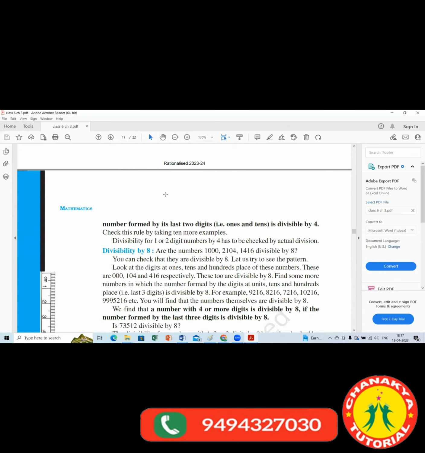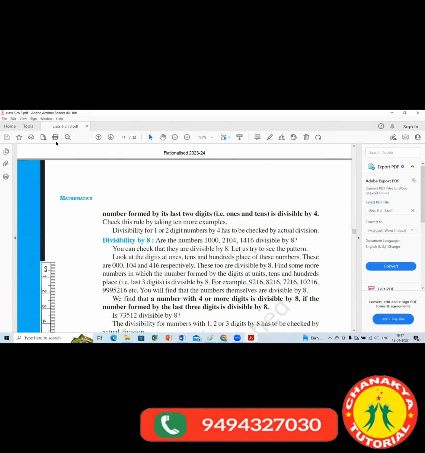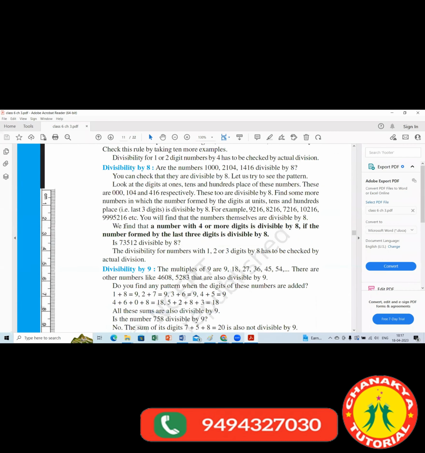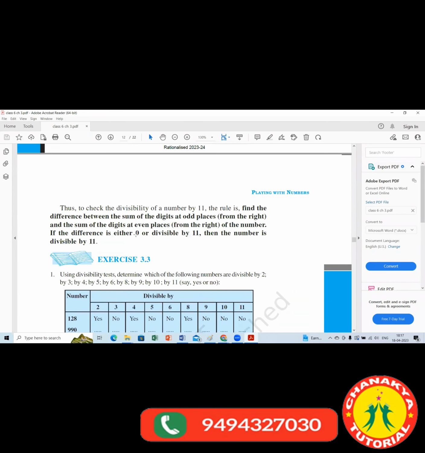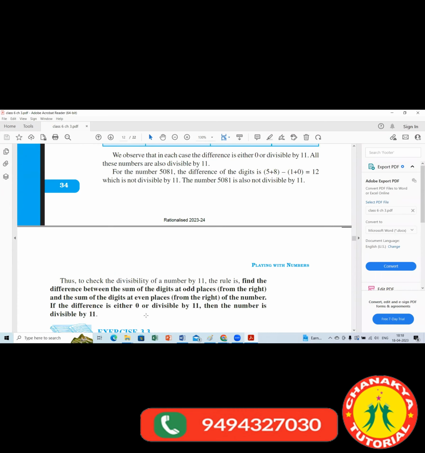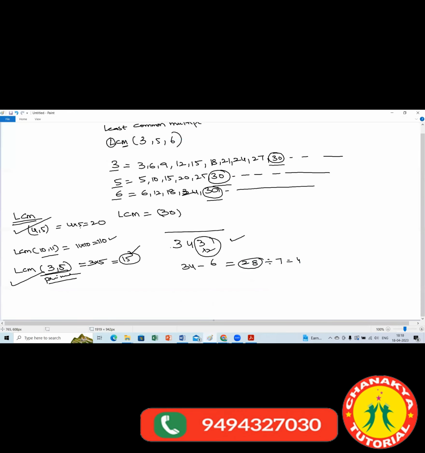What about the 8 rule? How will you connect the 8 rule with the 4 rule? For 8, you have to see the last 3 digits. Very same as the 4 rule. But in this case, you have to check the hundreds place, tens place, and ones place. They should be 0 or exactly divisible by 8. That is the only condition. Hope you understood. Yes, ma'am. That's about the divisibility rules. Rule 3 and rule 9 are the same. We have to sum up the digits. And the 11 rule is also very important. 7 and 11. The 7 rule, did you understand, children? We did the 7 rule here.